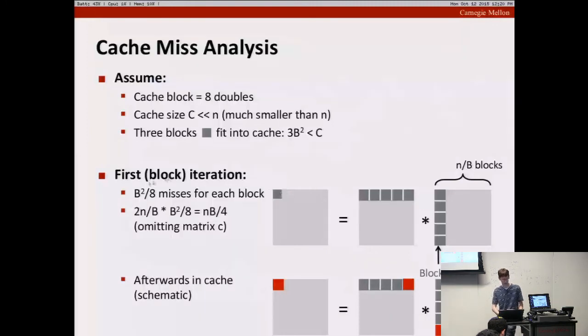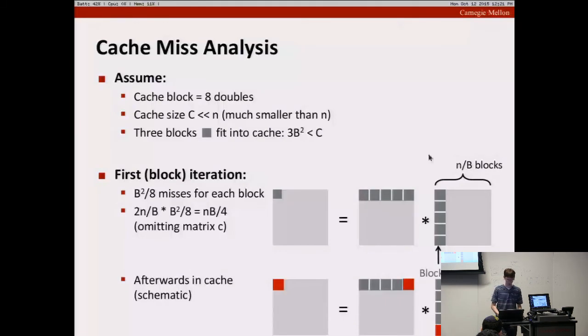And we've got b squared of these elements, so b squared over 8 misses to get these. And then over here, let's see, what are we doing? So we get 2n. We're assuming that 3 blocks fit into the cache. So that's enough for the block from C, the block from B, and the block from A. That's good.